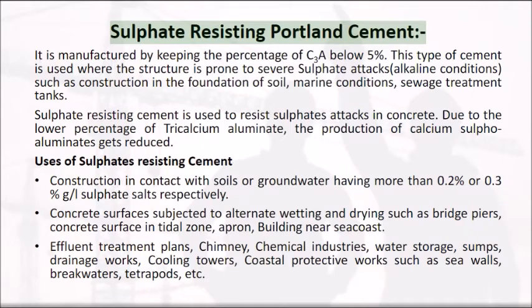Sulfate-resisting Portland cement. It is manufactured by keeping the percentage of C3A below 5%. This type of cement is used where the structure is prone to severe sulfate attacks and alkaline conditions, such as construction in the foundation of soil, marine conditions, sewage treatment tanks.